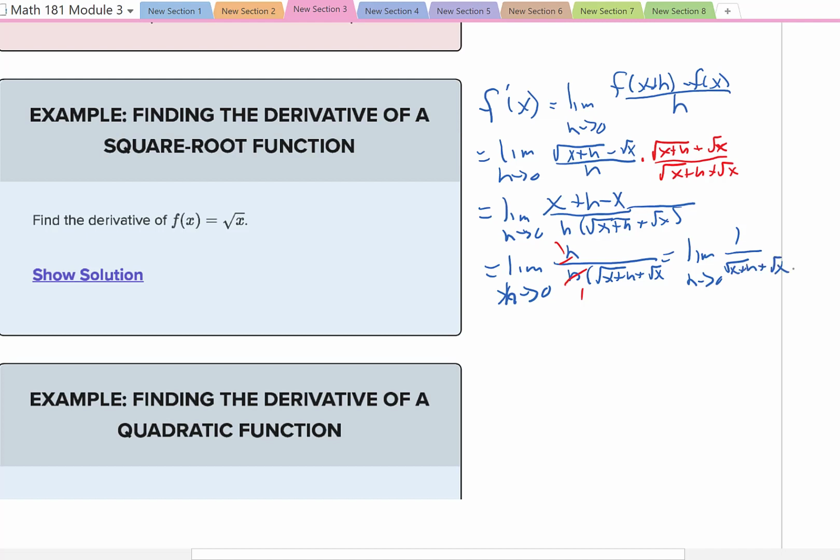Now as h goes to 0, this would be 1 over the square root of x plus 0 plus the square root of x, which is 1 over the square root of x plus the square root of x, or 1 over 2 times the square root of x. And that's it. Kind of fun, huh?